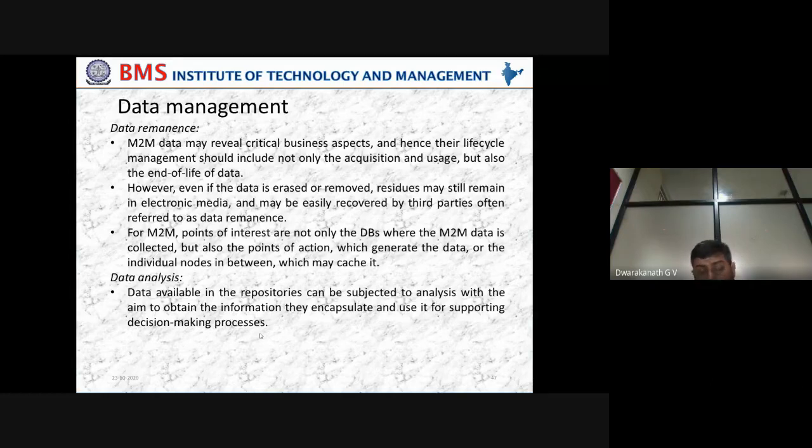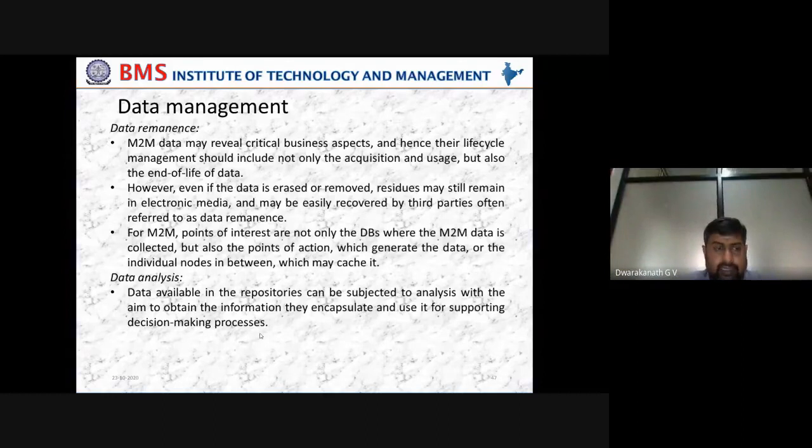Now, data remembrance, this is another important concept. I should remember data. What data should I remember? Either it's relevant data I should remember, until what time I should remember. What time means in a project sense, I'm telling this.